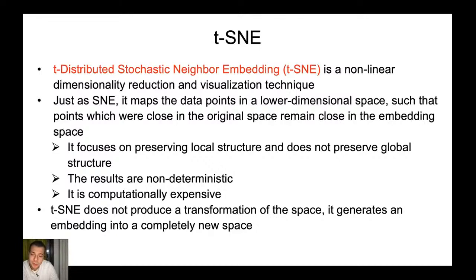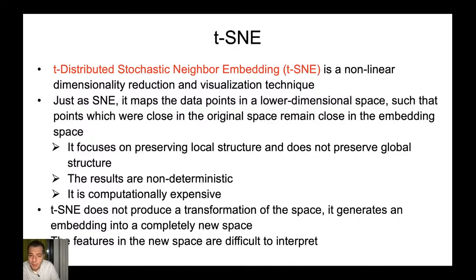Okay, so it is important to note that t-SNE does not produce a transformation or a projection of the space. It generates an embedding into a completely new space. So the transformation is not generic; it's just an embedding of the data. You cannot come with a new data point that wasn't used during the optimization and apply some transformation to obtain its location in the embedding space. So you cannot do that.